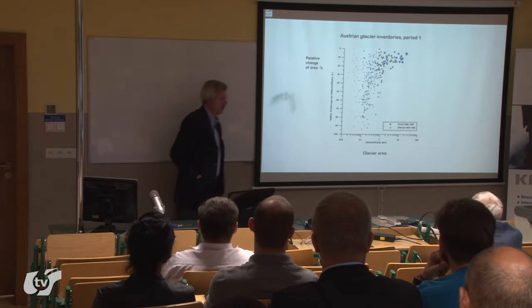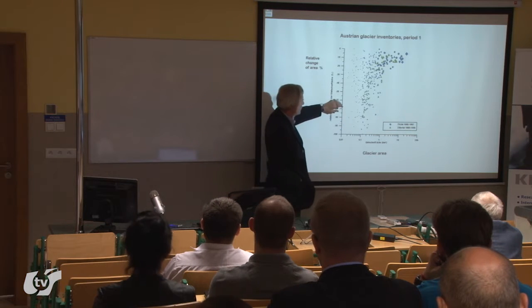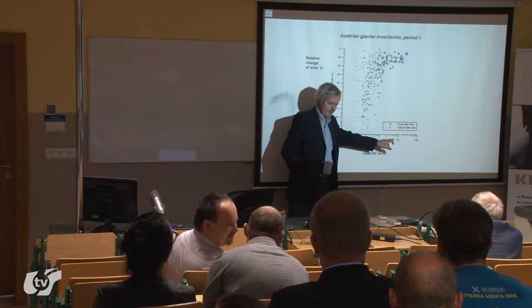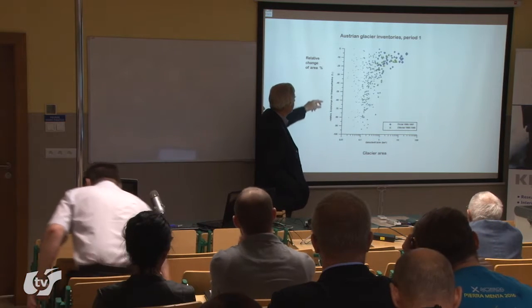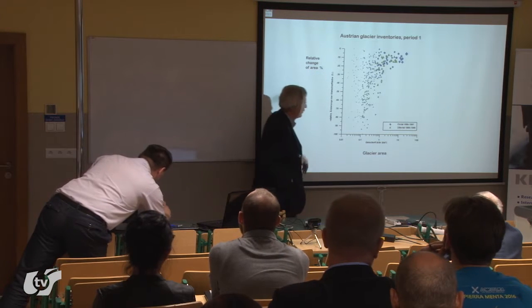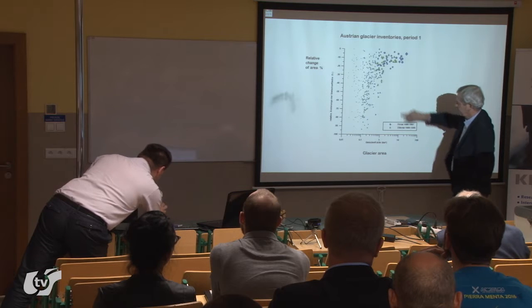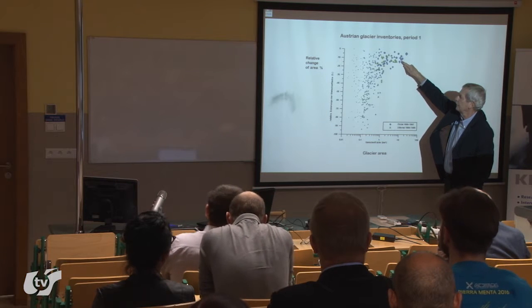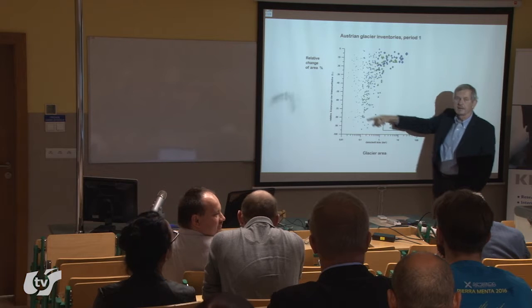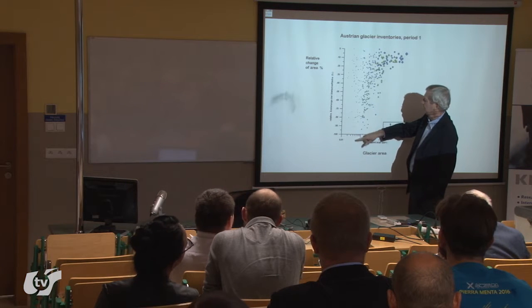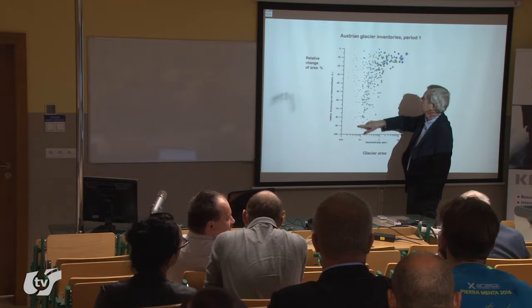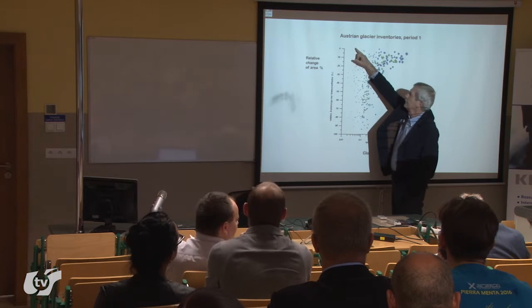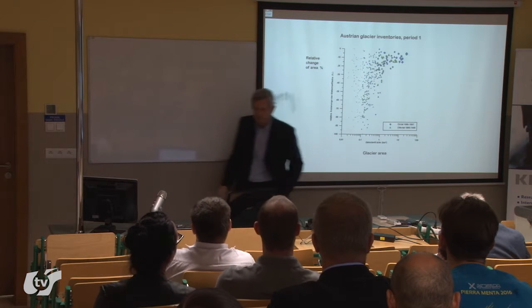I have taken two mountain groups, Ötztal and Zillertal, from the Austrian glacier inventory in the first period. This is the glacier area in a logarithmic scale, and the relative change of area in percent. So again, the large glaciers of 10 to 15 square kilometers did not change much. It's about minus 10%, minus 5%. But at the other end of the spectrum, you have the very small glaciers of less than a tenth of a square kilometer, where several of them disappeared completely, minus 100%, and several stayed almost unchanged in this period.